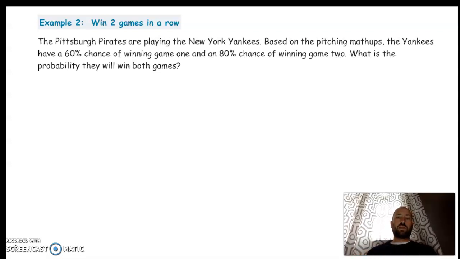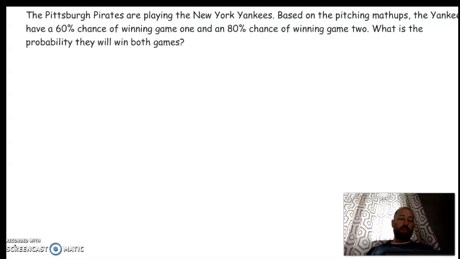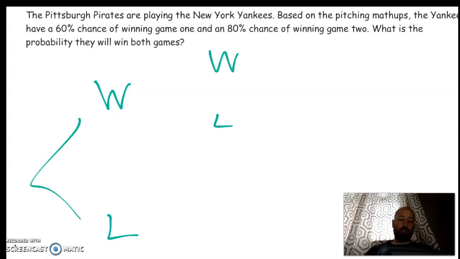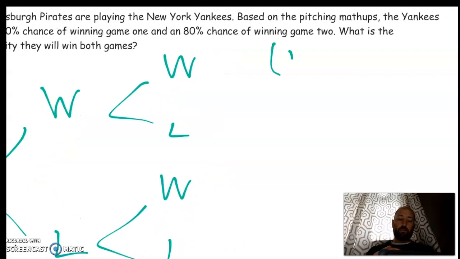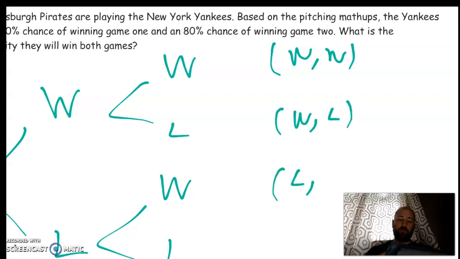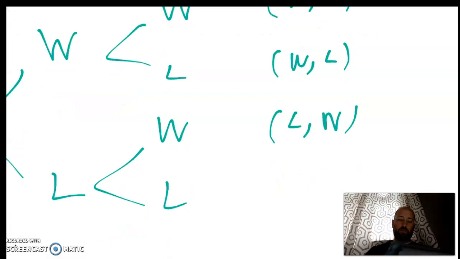Well, we're going to look at it from the Yankees' perspective. So game 1, they could win or they could lose. Game 2, they could win or lose. So again, I'm always starting with that tree diagram. I like it because it's a visual way I can see what's going to happen. So they could win, then win. They could win, then lose. Lose, then win, or lose, then lose.